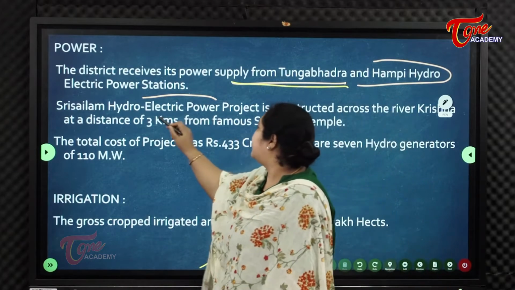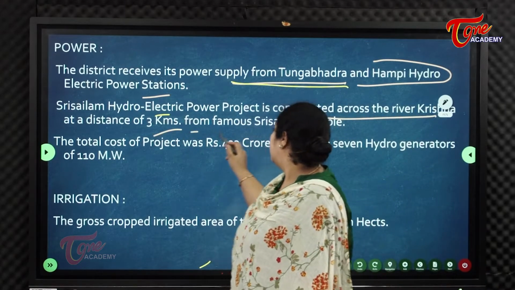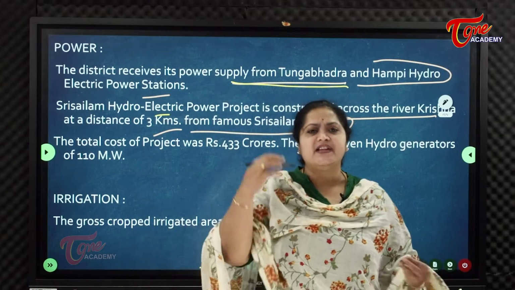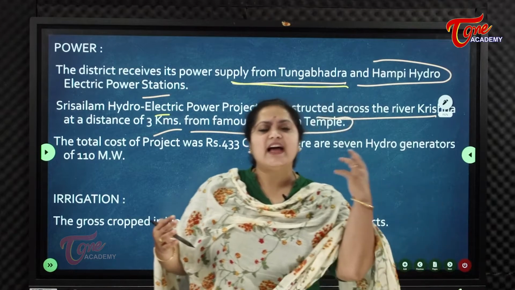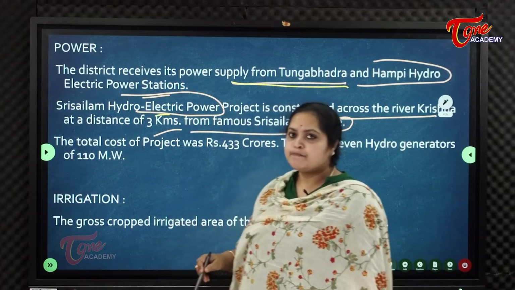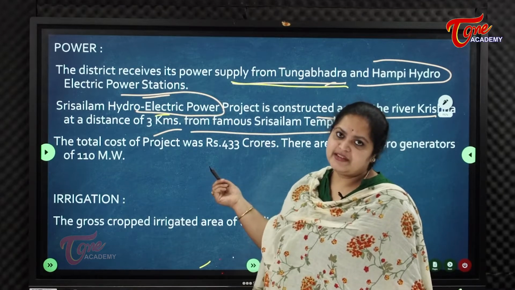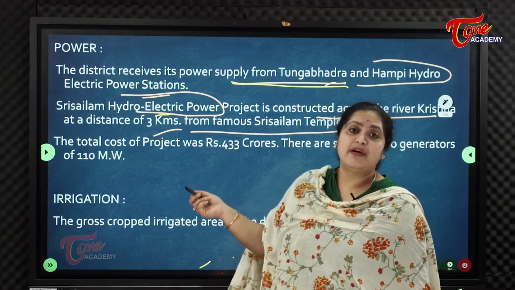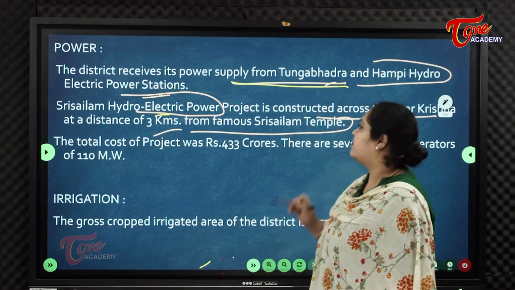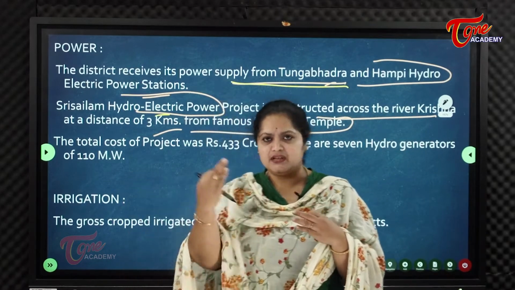The Srisailam hydroelectric power project is constructed across the river Krishna at a distance of 3 kilometers from the famous Srisailam temple. Anybody who has visited the Srisailam temple will definitely visit the Srisailam dam also, and near the dam we see the hydroelectric power project. So it receives its power from Tungabhadra, the Hampi hydroelectric power project, and the Srisailam hydroelectric power project, built hardly 3 kilometers from the Srisailam temple.